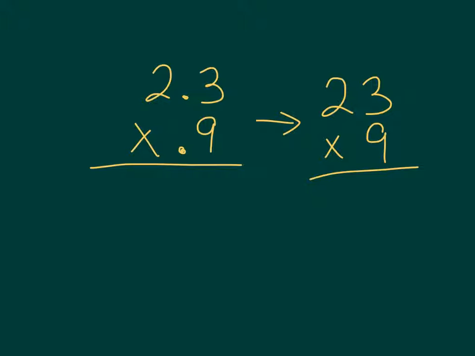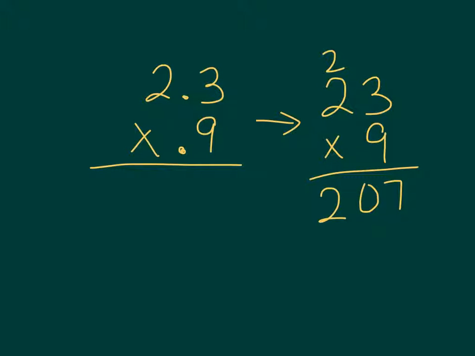Okay, so I'm going to take 9 times 3 first, right there, and I know 9 times 3 is 27. So I'm putting my 7 here, I carry my 2. Now I'm going to go 9 times 2 is 18, plus that is 20, so I get 207.